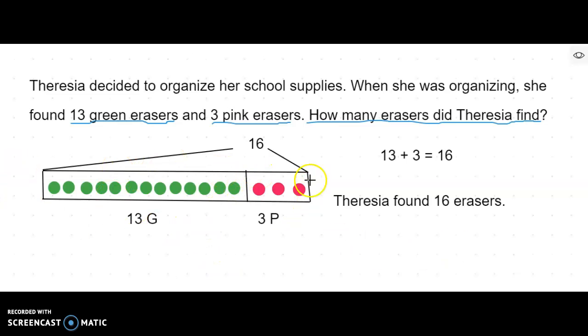She also set up her tape diagram. As you can see, she has 13 green erasers that she labeled as 13G for green, and 3 pink erasers that she labeled as 3P for pink. So you can see she's got her 2 separate parts, but they're also together on the same tape diagram, and put together, they make 16. So my sister knew 13 plus 3 equals 16, and Teresia found 16 erasers.